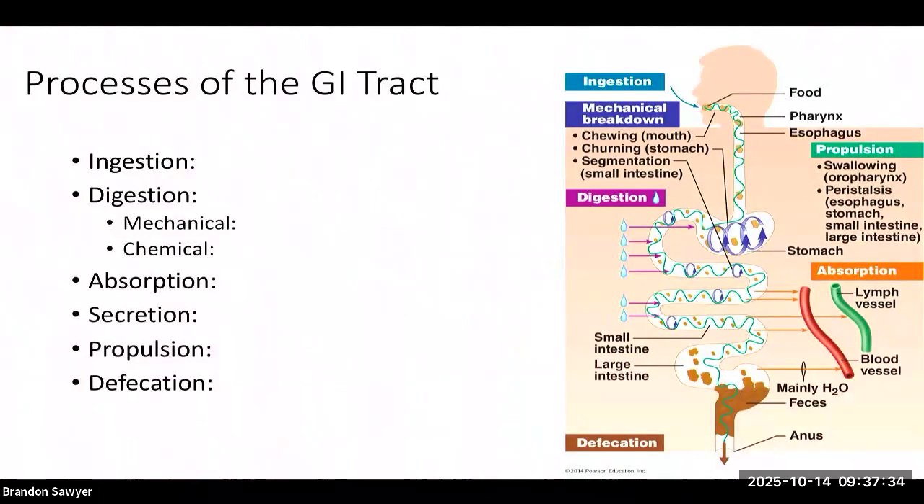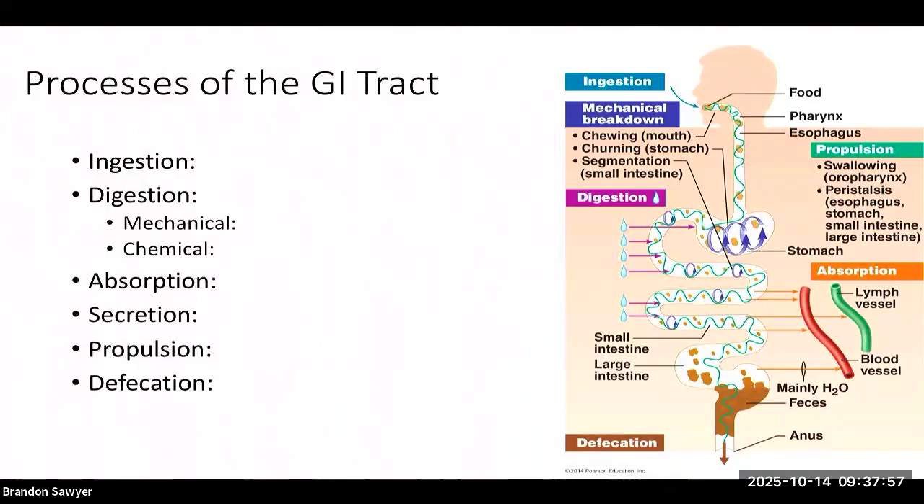Okay. Well, we're going to talk about each of the macronutrients next and how they're digested and absorbed. But before we do that, let's look at an overall view of the whole GI tract and all the different processes of the GI tract. And those include the list here, right?